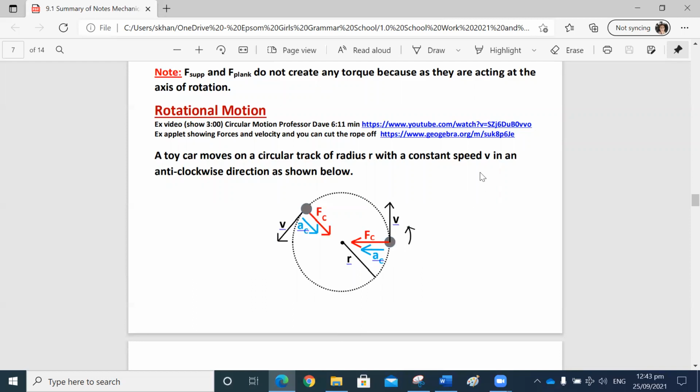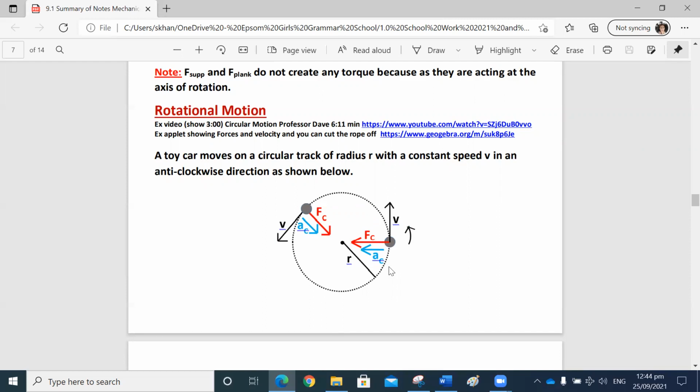Now, generally, if an object is moving in a straight line and force is applied forward, the size of the speed will increase. If the force is in the backward direction, the size of the speed will decrease. However, if the force is at a 90 degree angle, then it does not change the size of the speed. It changes the direction only. So if the toy car is going at a constant speed, that means the force that is changing the direction is towards the center, and that's called the centripetal force.